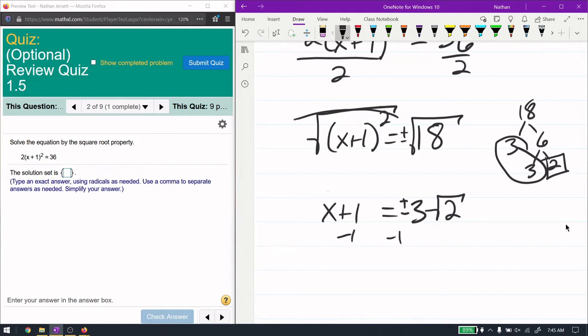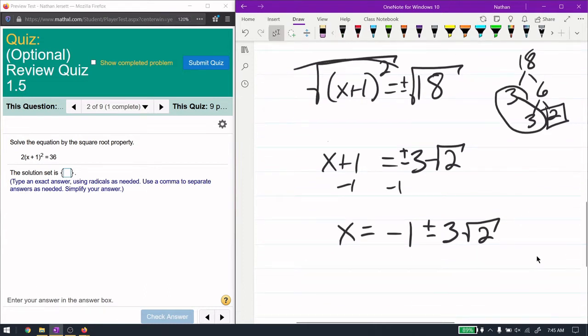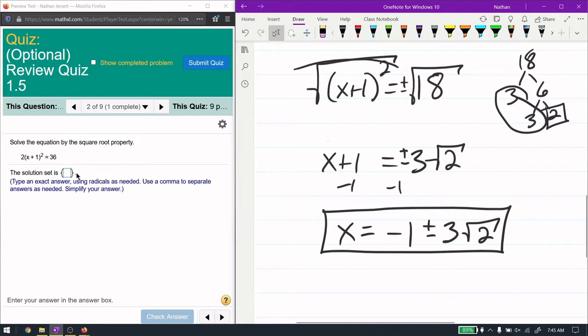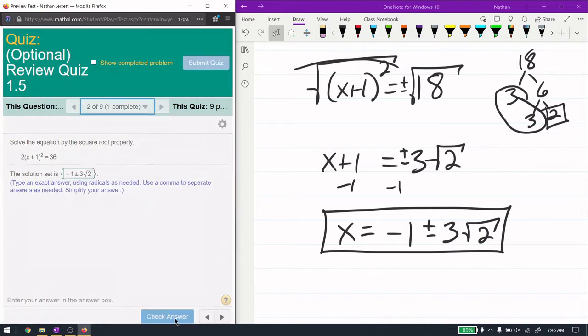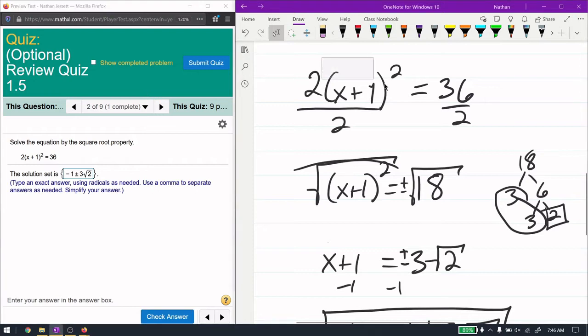Now I can solve for x by getting it by itself. I'm going to put the negative 1 in front of the radical. Just makes it nicer to look at. And these are my solutions. So we have negative 1, and then they have a plus or minus button there for this exact purpose, 3 times the square root of 2. And that's correct.